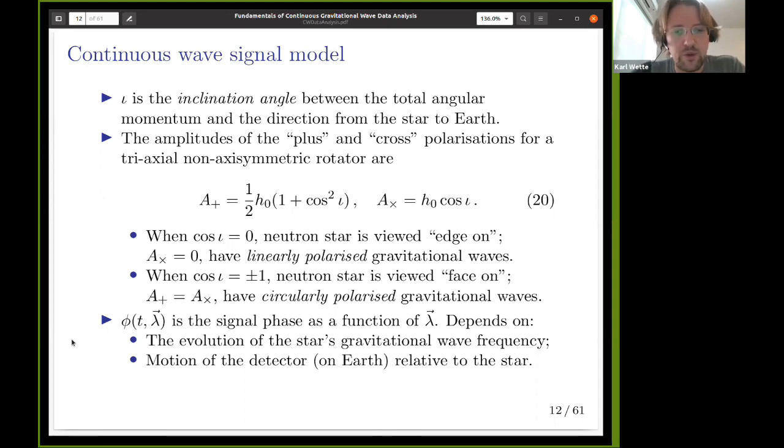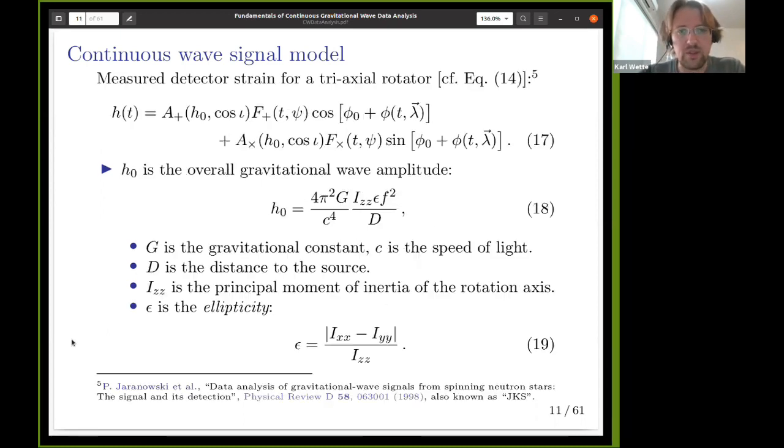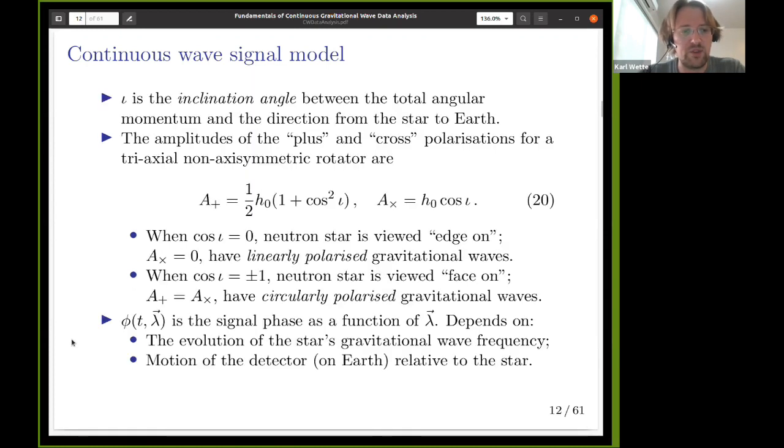The final new thing in equation 17, which I haven't introduced, is the phase function phi of t. This is the signal phase as a function of some vector lambda, which represents a set of parameters that we'll go into a bit later. There are two main effects that come into the signal phase. First of all is the intrinsic evolution of the star's gravitational wave frequency.